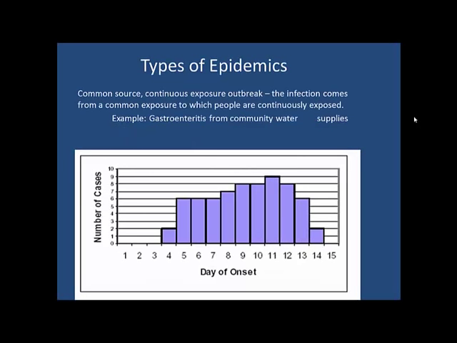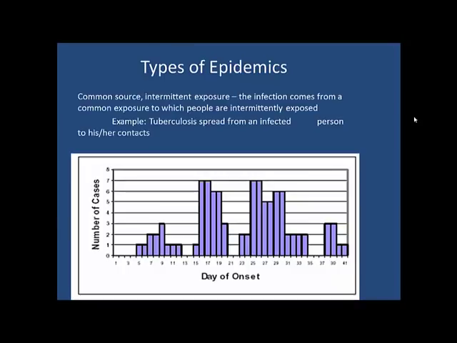Another type of epidemic is basically a common source or continuous outbreak. And this can be an example of water that's continuously contaminated. And so people are getting continuously infected. It's not one individual that spread it to others, but rather the water that's contaminated. So multiple people are drinking this water throughout the time period.